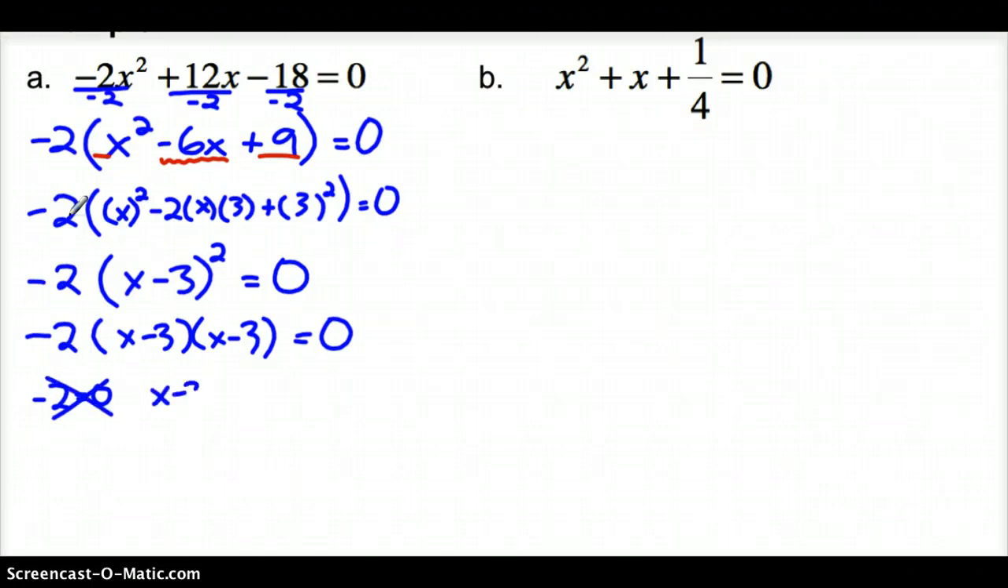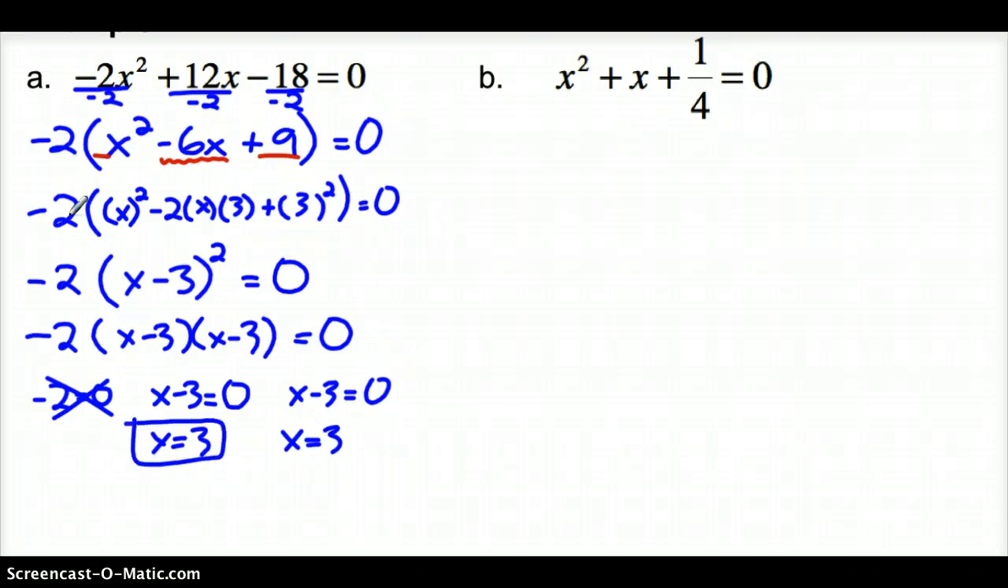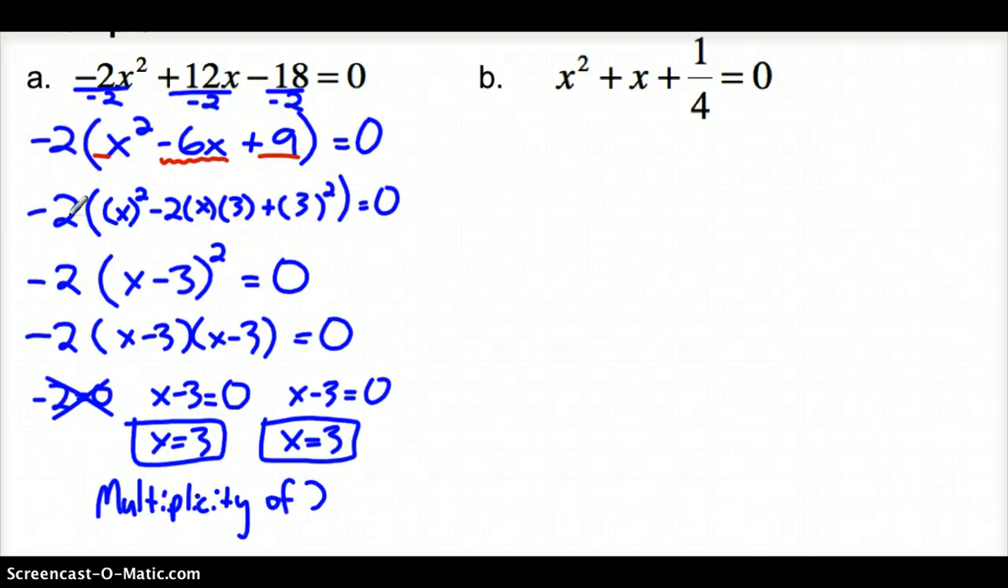So we'll set x minus 3 equal to 0, again the zero product property, and x minus 3 equal to 0. When I solve this, I get x equals 3 and x equals 3. So in this particular problem, there's actually only one solution. It's 3. But I want you to write that there's a multiplicity of 2. That's going to be important when we start graphing these things.